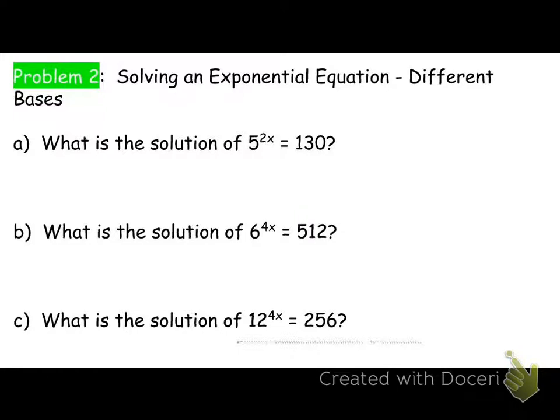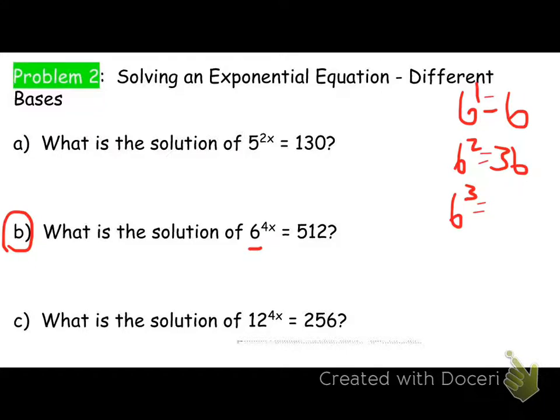Okay. Let's do B. Again, thinking about 6, because that's our smallest base, and I can't rewrite 6. So, just to make sure that it's not the other way, 6 to the first is 6. I know 6 squared is 36. Somebody help me out. 6 cubed? 216, thank you. 6 to the fourth? 1,296. Okay. So since we cannot rewrite 512 as a power of 6, we know we have to do it the other way.